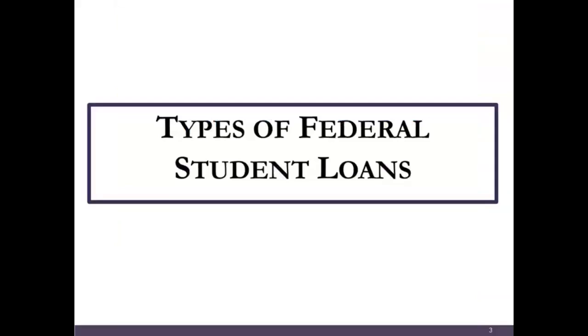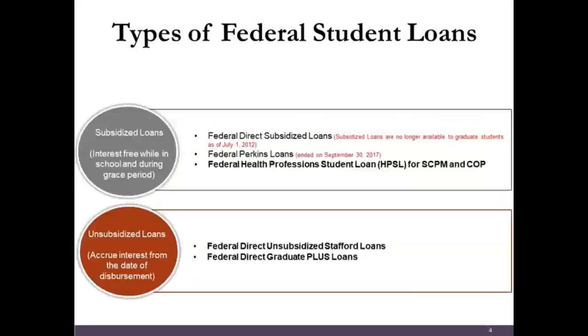So first, types of federal student loans. The main loans that you will get attending RFU will be the ones on the bottom, which are the Federal Direct Unsubsidized and the Federal Direct Grad Plus. These loans are considered unsubsidized loans. They're categorized as unsubsidized because they accrue interest from the date of disbursement.